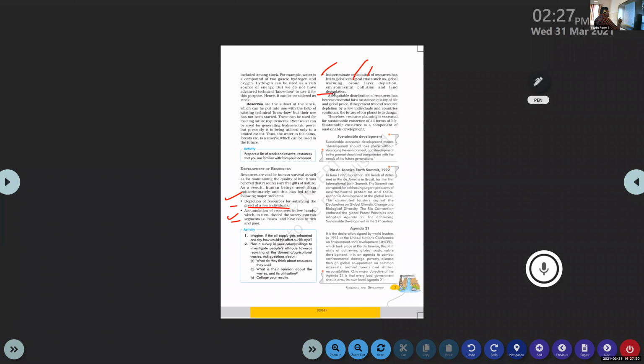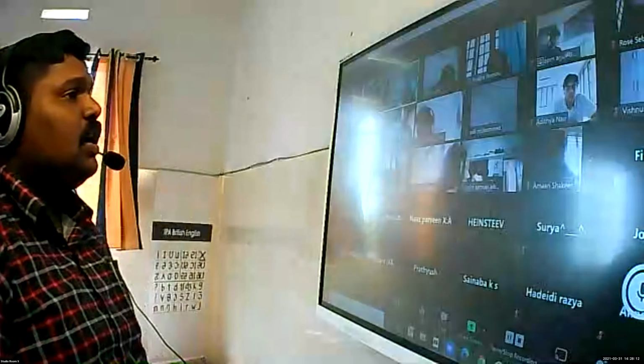Clear? So here you wrote one question and the points are here. The answer is here. An equitable distribution of resources. Equal distribution of resources has become essential for the sustained quality of life and global peace, right? So equal distribution of resources is necessary. Clear or not?